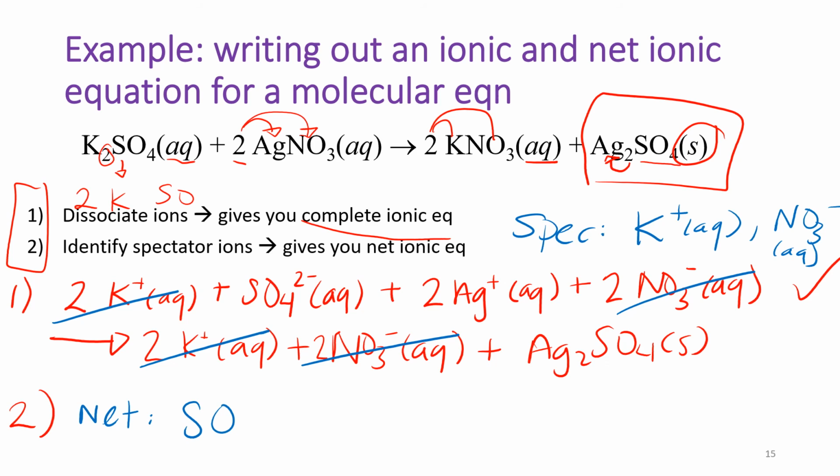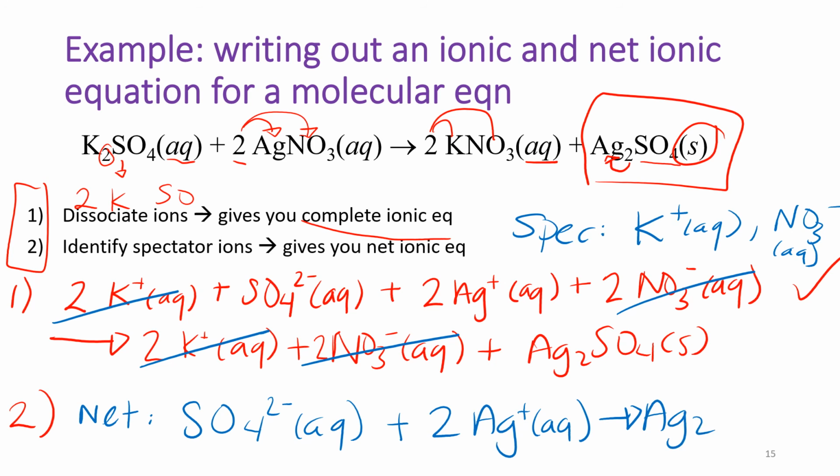And then we get our net ionic, which gives us Ag2SO4. So that's how you write out a complete ionic, then identify your spectators, and then you get your net ionic.